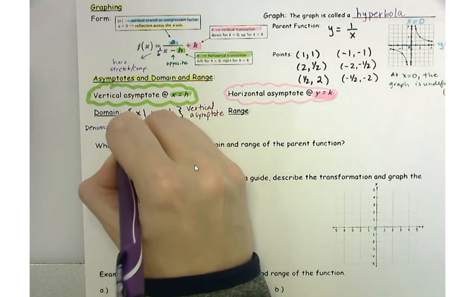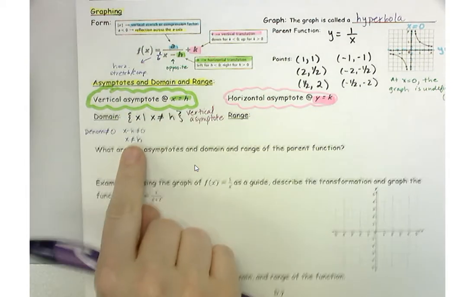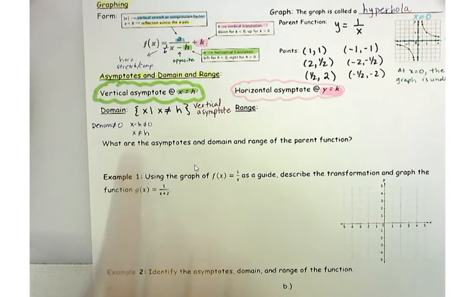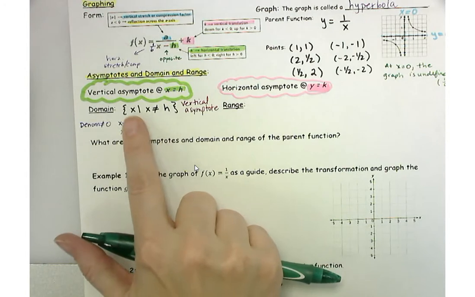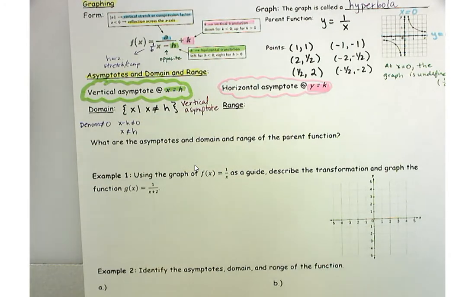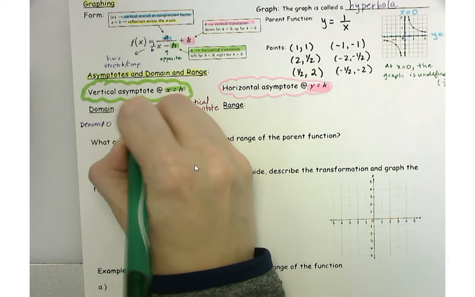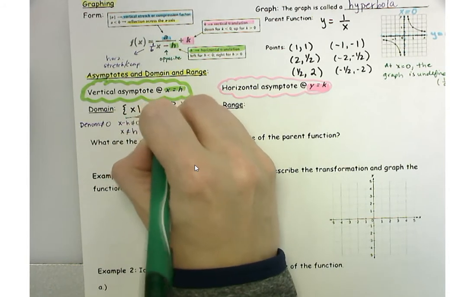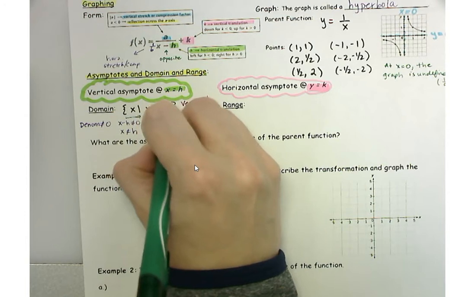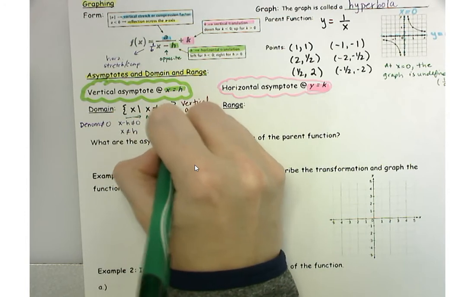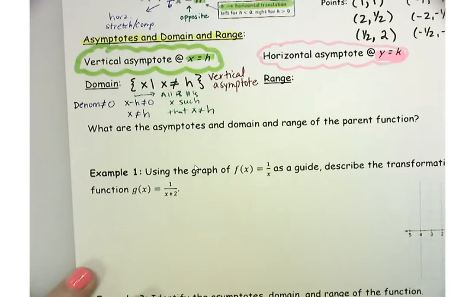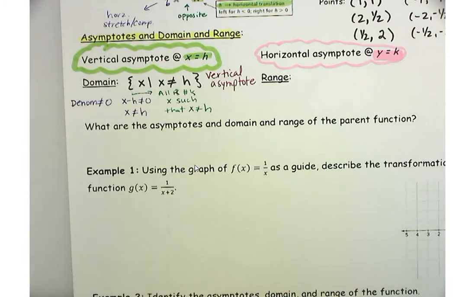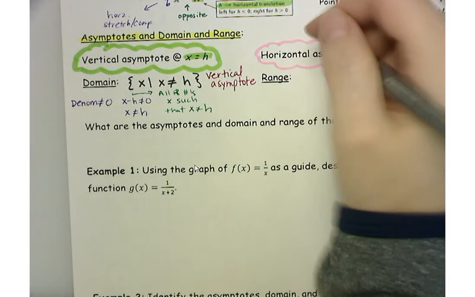Do you guys remember this notation, your set builder notation? What this means? All real numbers x such that x cannot equal h. Because we're going to be using that notation for this. Okay, and then for your range, it's going to be y such that y cannot equal k, which is our horizontal asymptote.